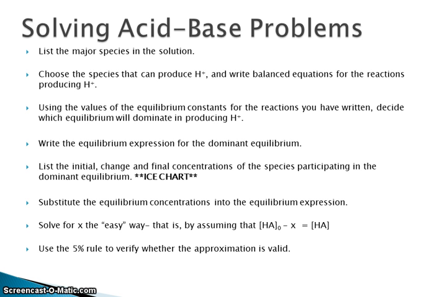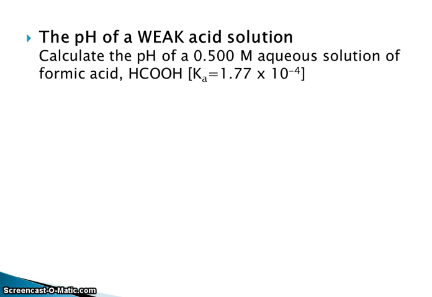Now, if we do run across a problem where x becomes significant, then we would have to go back and solve for x using the quadratic. Once we've solved for x, we can calculate the hydrogen ion concentration, and then from there we can calculate the pH of the solution, and sometimes the problem asks for other things as well, and we can solve for those too. So let's look at a problem.